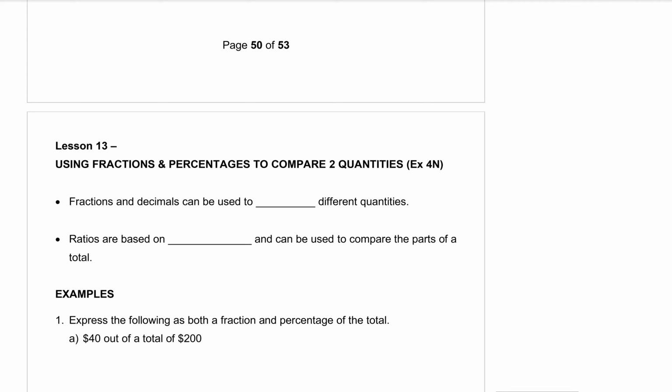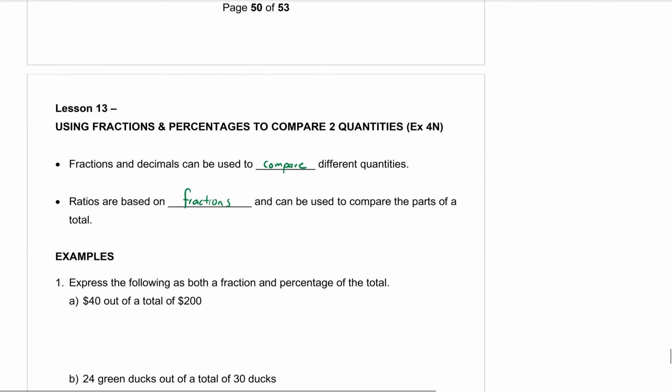Some of the questions that we're going to be doing in here are wordy versions of stuff that we've already learnt. So on the top of the page, it says fractions and decimals can be used to compare different quantities. Ratios, for an example, are things that are based on fractions and can be used to compare the parts of the total. So let's have a look at some of these wordy questions down here.